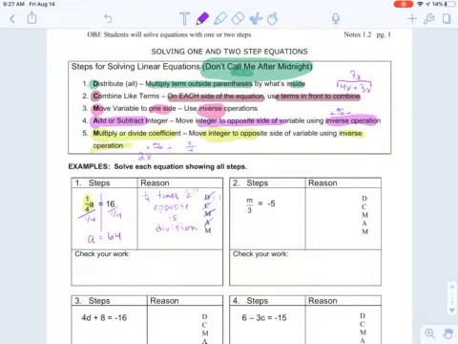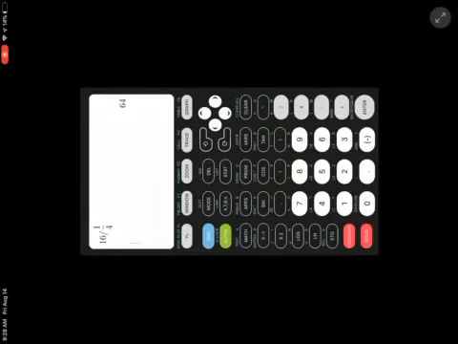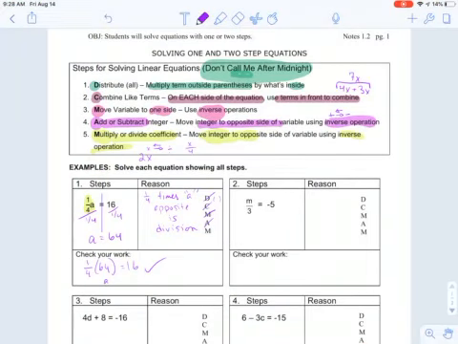To check our work, we plug in our answer in parentheses anywhere we saw the variable. So this is where A was. We're going to put 64. So I can use my calculator to make sure that 1/4 times 64 is equal to 16. 1/4 times 64, and it does equal 16. So that tells me that we did this correctly.